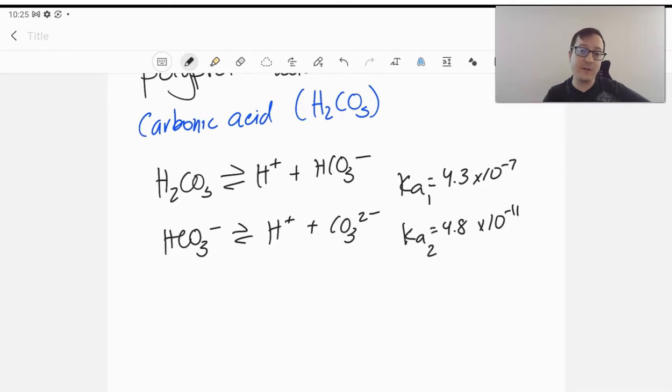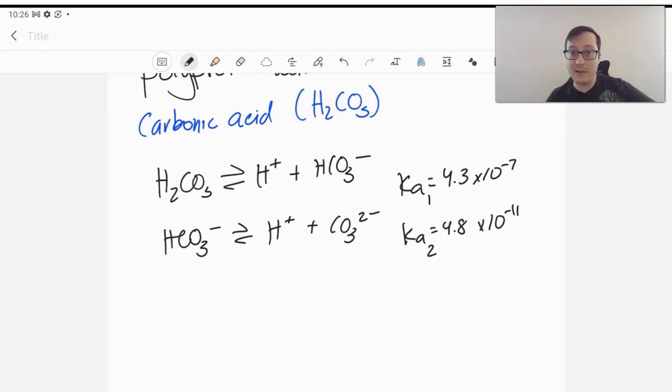And so we see here that the first Ka is about 10 to the negative 7. Ka for the second one is about 10 to the negative 11. This is a pretty big difference. The rule of thumb is about 10 to the third. So this is a 10 to the fourth difference. If your acid and its conjugate base, which is also acidic, have a Ka difference of about 10 to the third or more, we can ignore the second one.